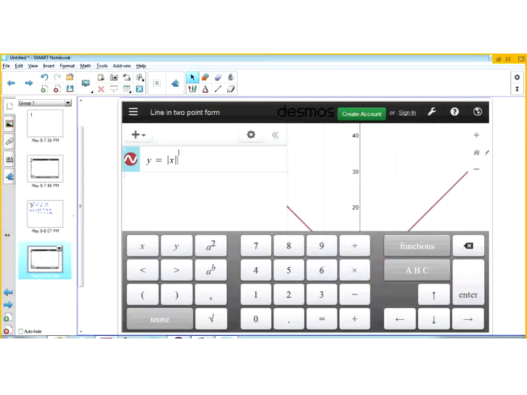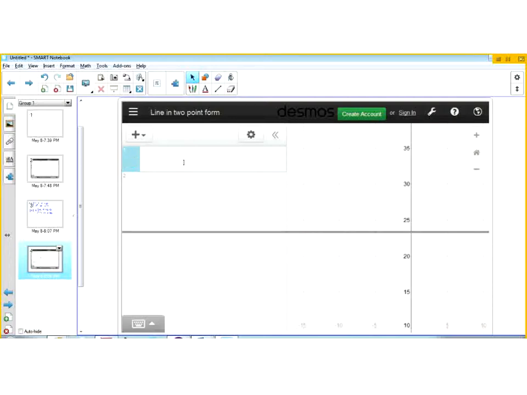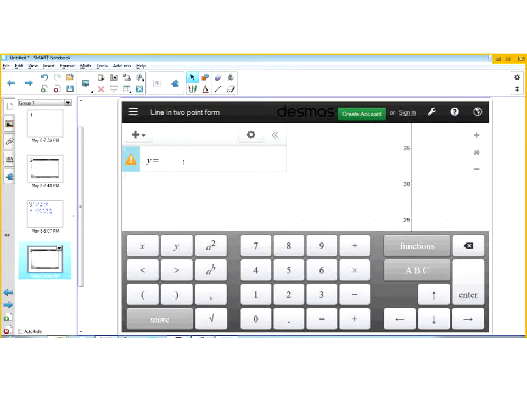Another one would be the greatest integer function. Let me see if I can get that to display. I'm not seeing the greatest int function, but we'll talk about that later. Yeah, I don't see it offhand. It doesn't seem to recognize it, but we'll talk about that at the appropriate time.